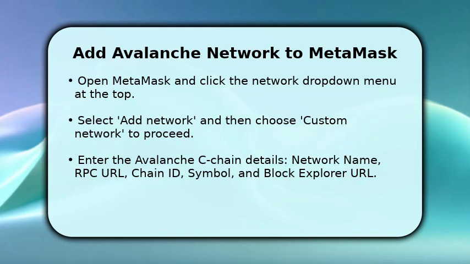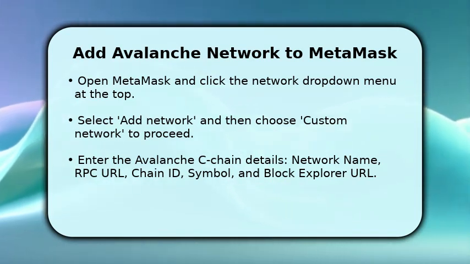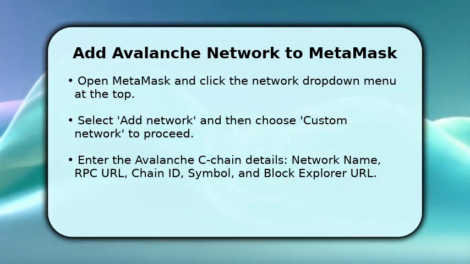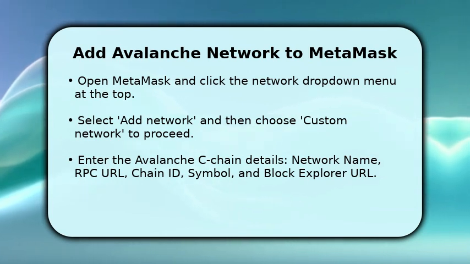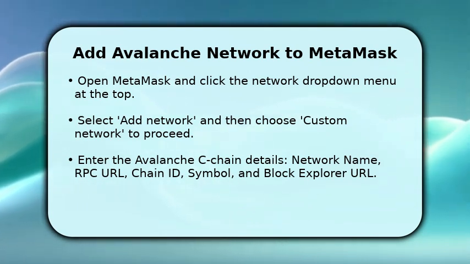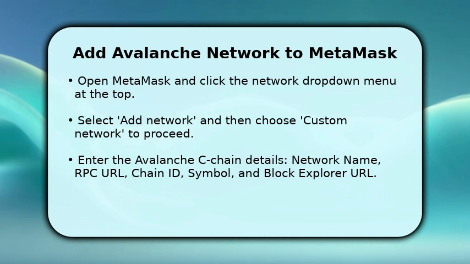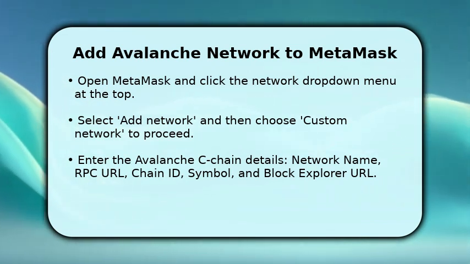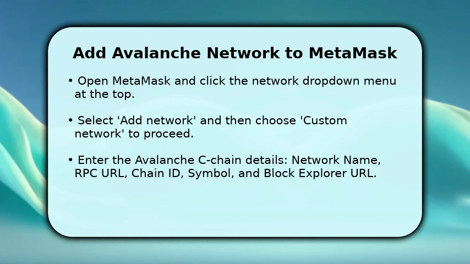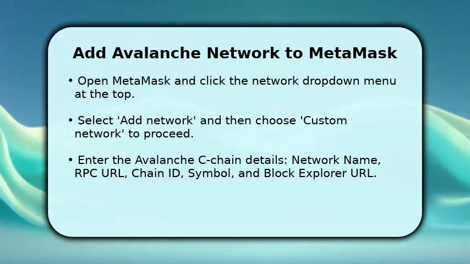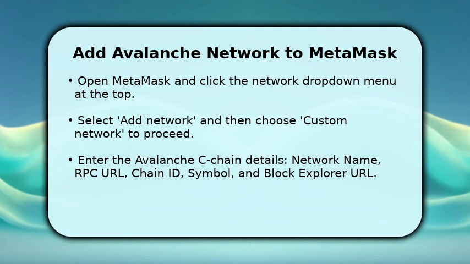To begin, open your MetaMask wallet and locate the network selection drop-down at the top. Click on it and choose the Add Network option. From there, select Custom Network to manually input the Avalanche C-chain details. You'll need to provide the network name, a valid RPC URL, the chain ID, the currency symbol, which is AVAX, and the block explorer URL. Confirm these details to successfully add the network.